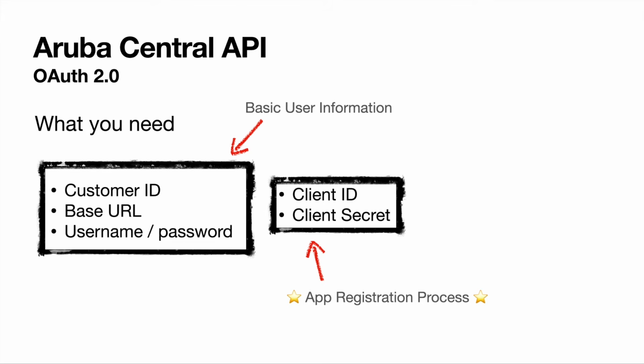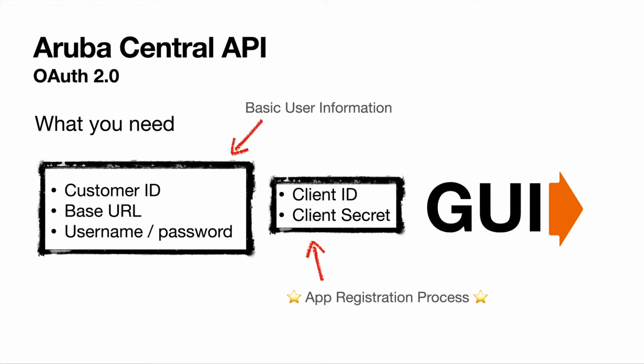And we need information for our application. I'm using the term application or client interchangeably here. And the data that we need for the application is the client ID and the client secret. That allows the application to identify itself, and we get that from the app registration process, which we'll go through in a moment. We can get all of this information from the GUI.